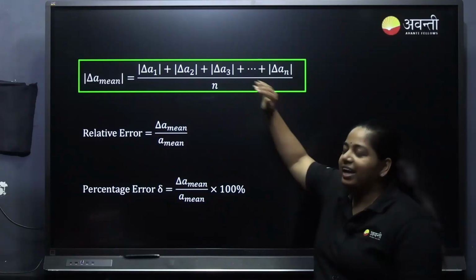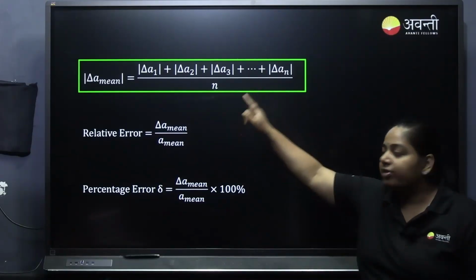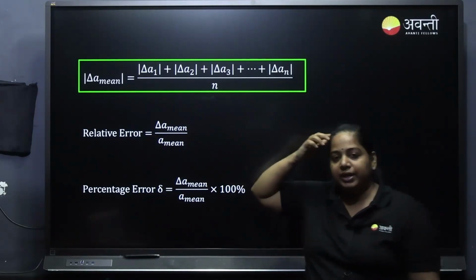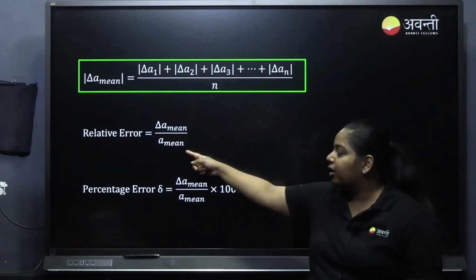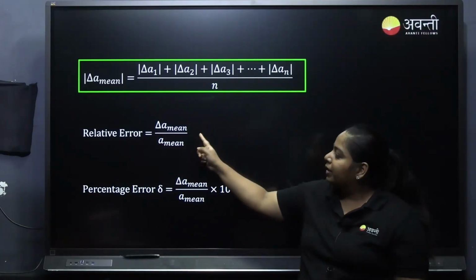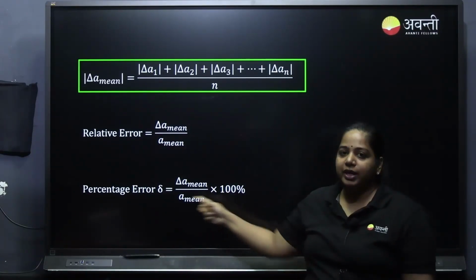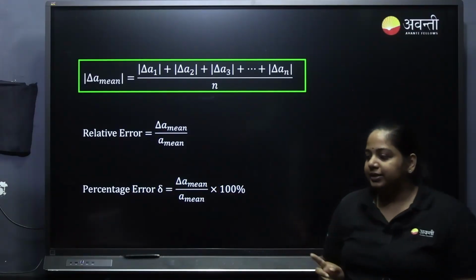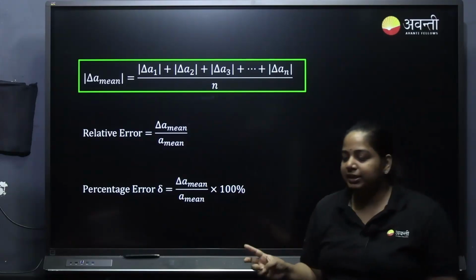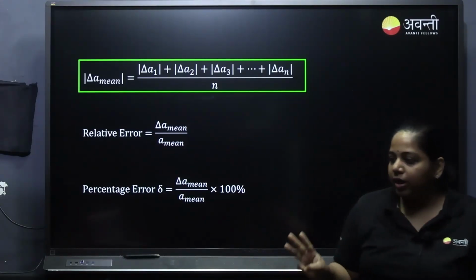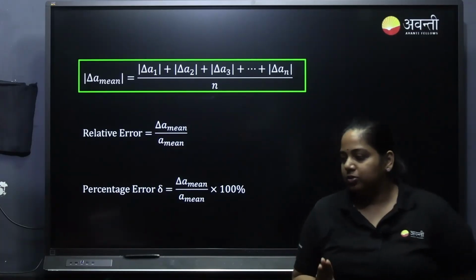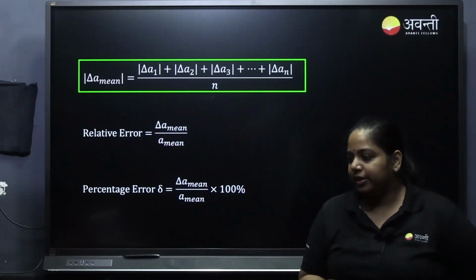Now once we find absolute error, we can find relative error by delta A mean, that is absolute error, by original value. That is our relative error. If you multiply relative error with 100, you will get percentage error. Are all the types of errors clear for you? Absolute, relative, percentage. You have to use these equations in calculation. So I have to make sure you understood it clearly.